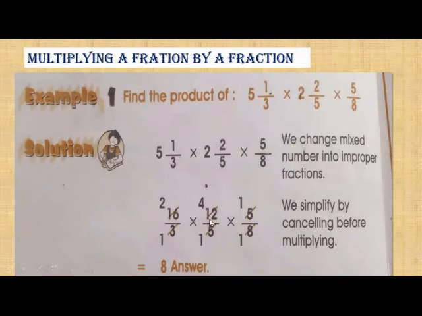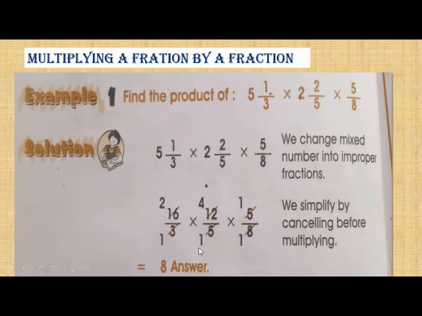Now move to another step. We simplify by cancelling before multiplying. First of all, you have to check whether it cancels or not. Then you have to multiply these fractions. 3 ones are 3, 3 fours are 12, 5 ones are 5, 5 ones are 5, 8 ones are 8, and 8 twos are 16. These fractions cancel out, so we cancel.